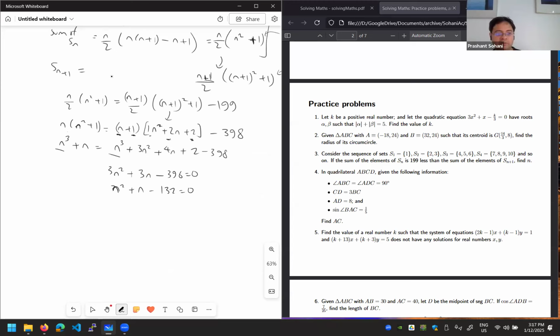Okay, and I think this 132 is very conveniently divisible by, it is 11 into 12. So I can just factorize this as... so therefore the only answers possible are minus 12 and 11. And here clearly, in the question there is no scope of n being negative, so the correct answer is plus 11.